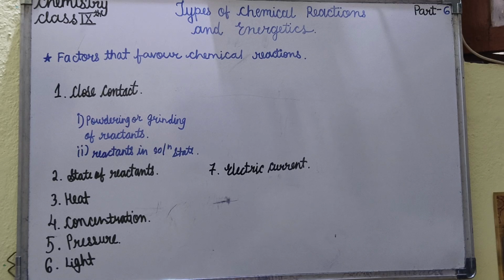Example, when electrical energy is passed through fused sodium chloride, it gets decomposed into ions. These ions move to the respective electrodes and deposit. NaCl gives Na+ plus Cl-. At cathode, Na+ plus electron gives Na. Metallic sodium gets deposited at cathode. At anode, Cl- gives Cl plus electron. Chlorine plus chlorine gives Cl2 gas.